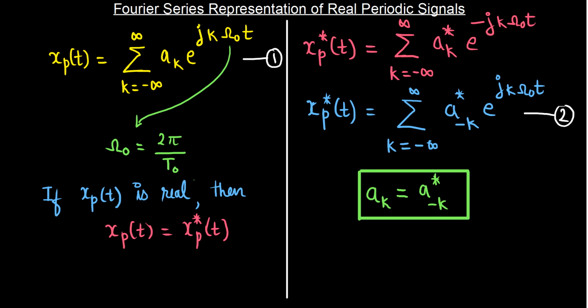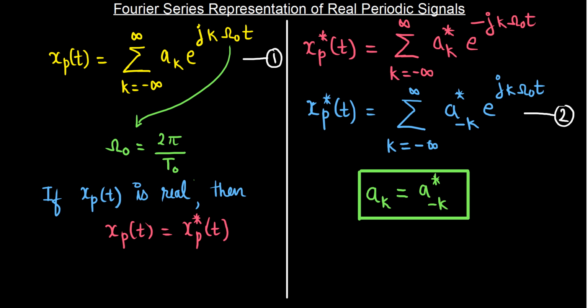Now let us try to understand this. What does this mean? AK, as we have seen, are the Fourier series coefficients, or the scaling factor of the complex exponentials using which we are trying to represent the periodic signal. And we have imposed the condition of xp of t being real. So we have, for real signals, ak equals a of minus k star.